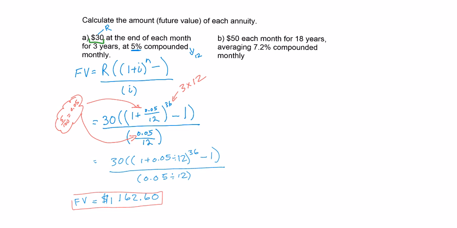Carrying on with our calculations, we have our next problem. $50 deposited each month for 18 years, averaging 7.2, compounded monthly. So here's what we're going to do. We're going to follow the same pattern that we did before. We write out our equation. Future value is equal to R, bracket 1 plus I to the n minus 1 divided by I. So now our future value, we have to figure out all these things.